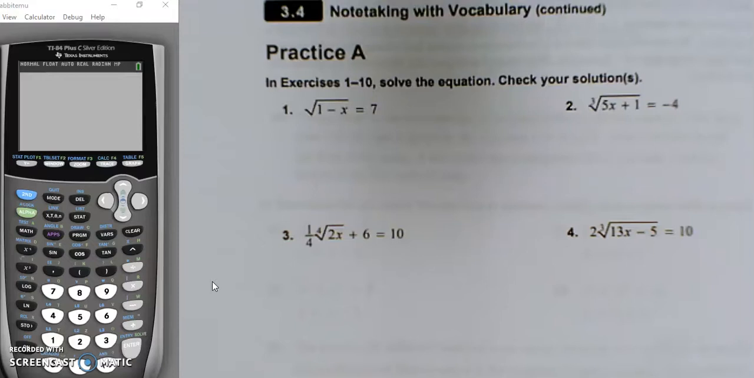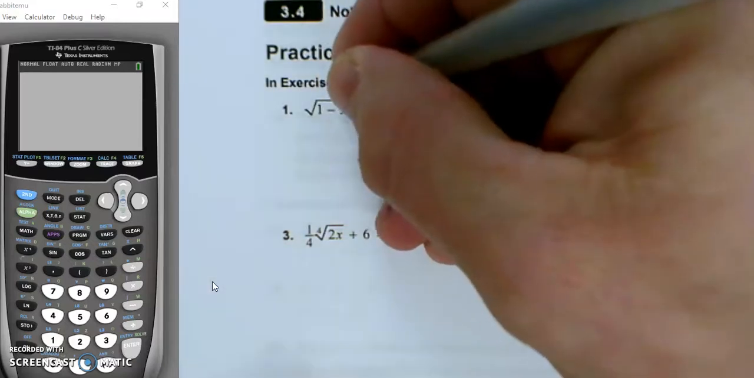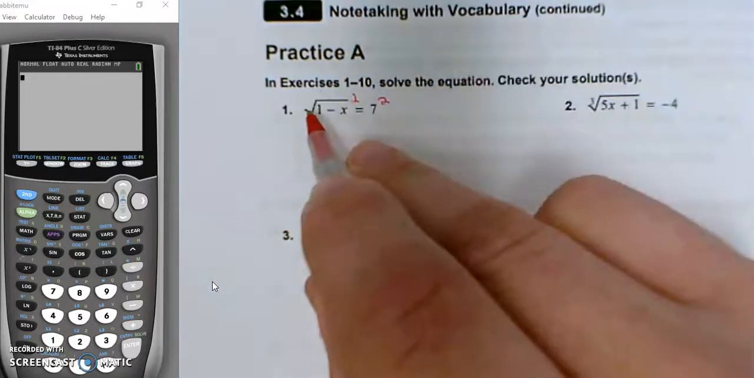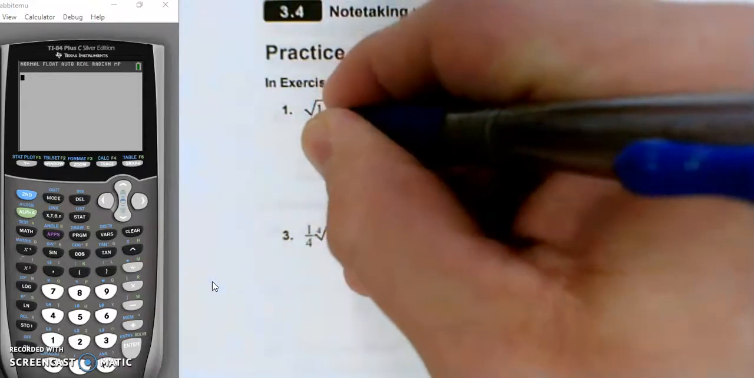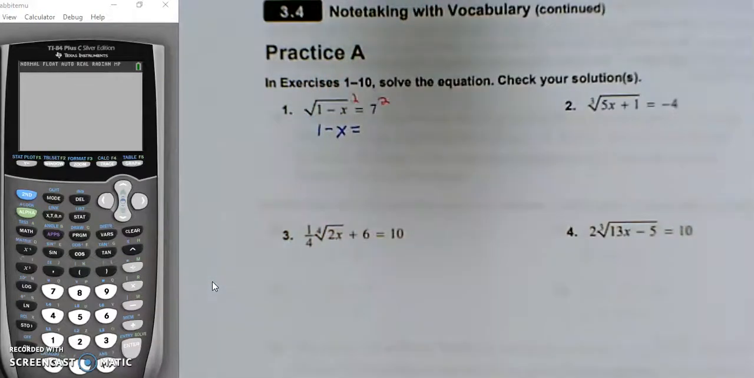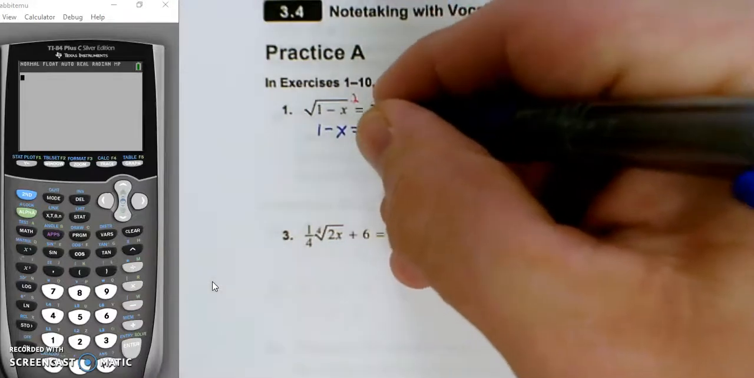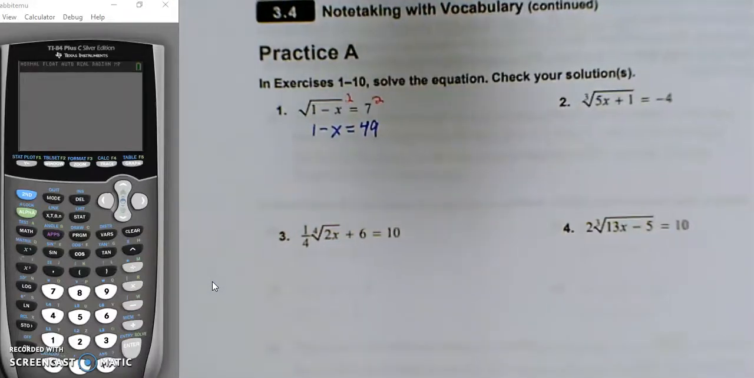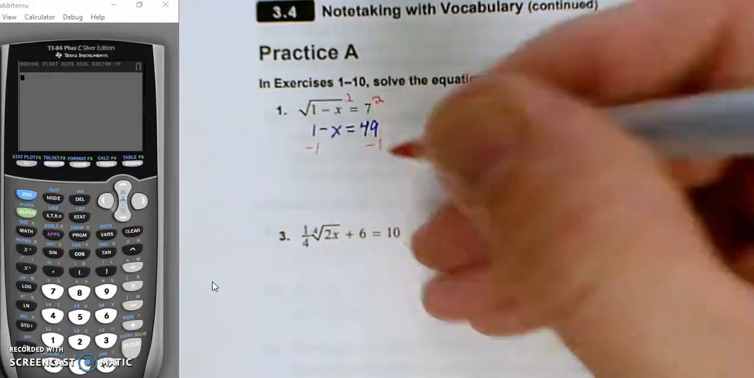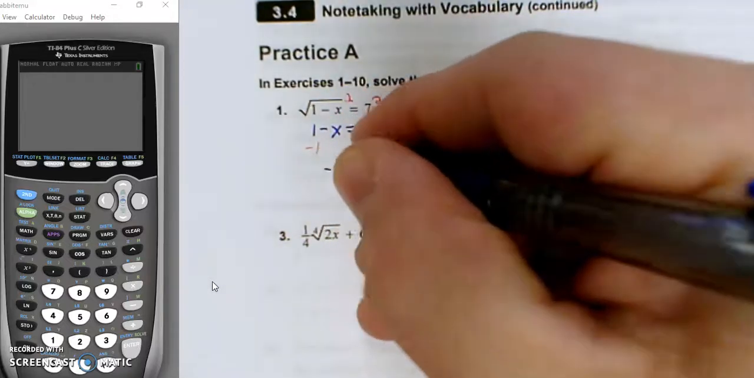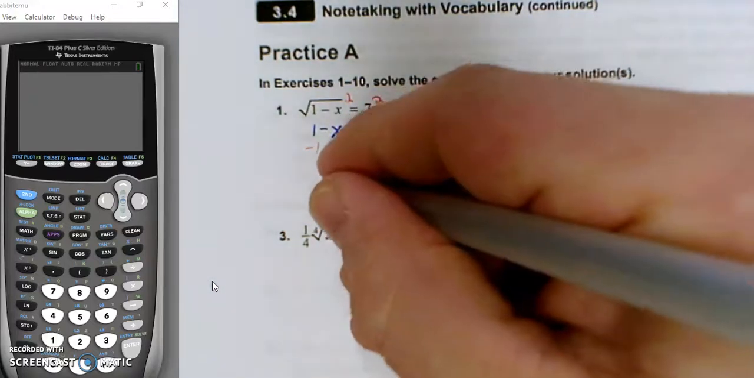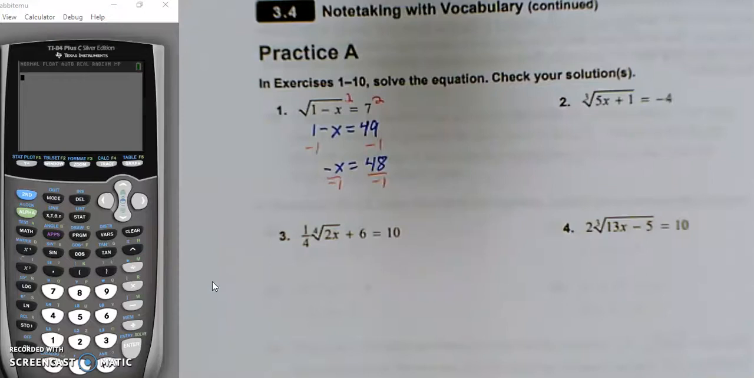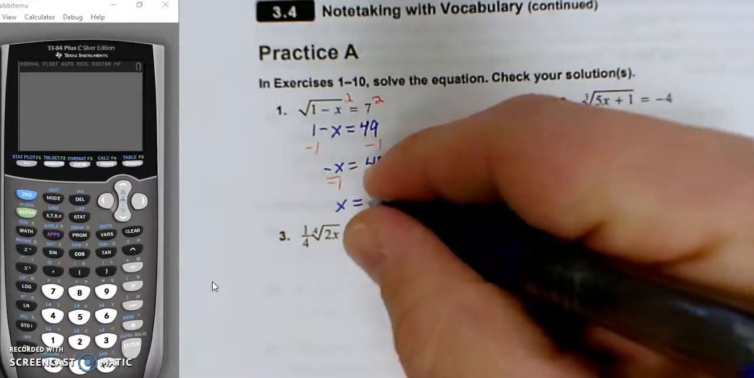Since it's already isolated on one side with the radical, you are ready to raise both sides to the second power. The reason I'm doing that is this is the second root. Once I raise both sides to the second power, that cancels the root on the left-hand side to leave you with 1 minus x. 7 squared is going to be 49 over here. Now I'm ready to subtract 1 on both sides to have negative x equal to 48, and then divide by negative 1. So positive x is equal to negative 48.